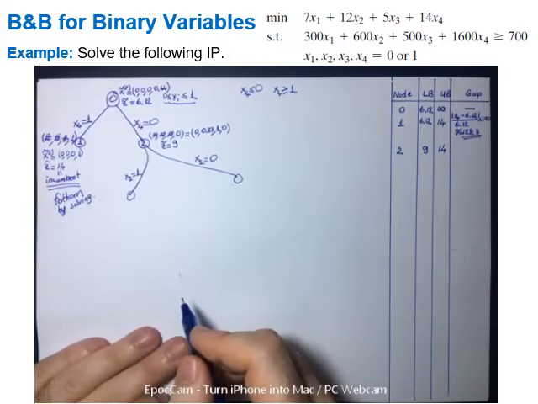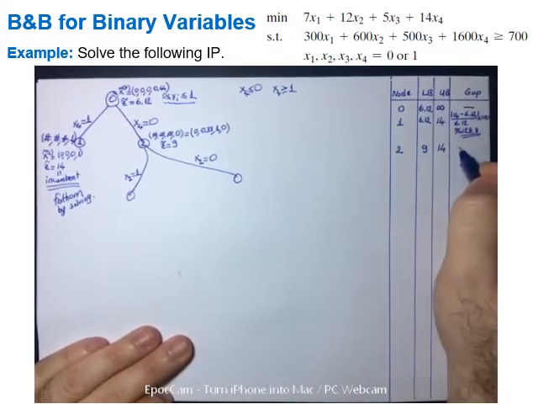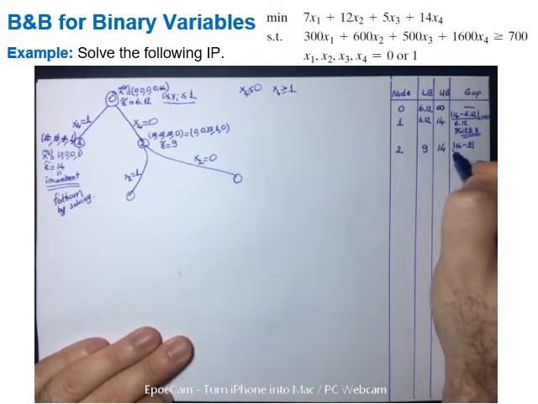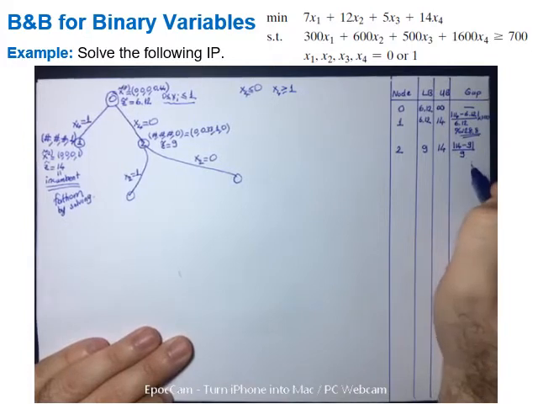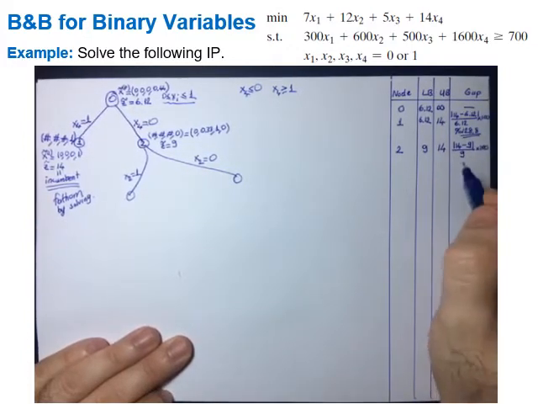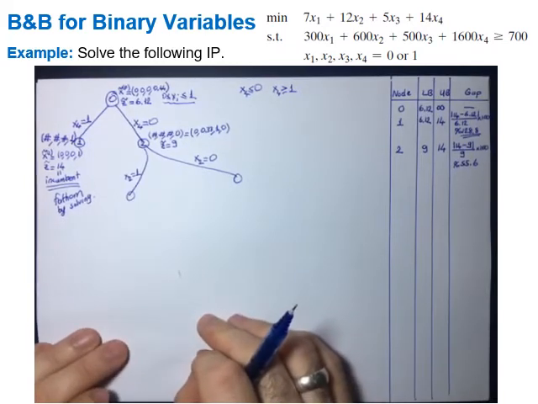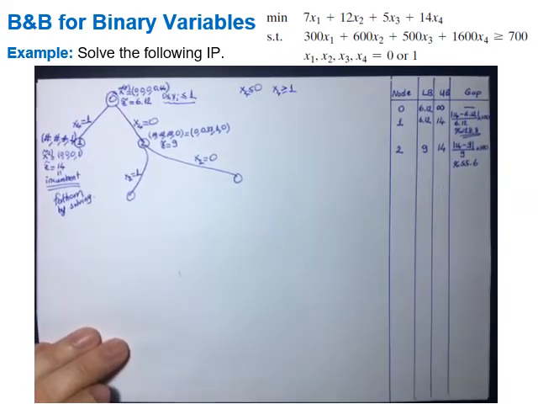And what about our gap value? Gap value is upper bound, which is 14, minus lower bound, which is 9, divided by your lower bound, which is 9. And multiply this by 100. And when you do this, your gap value reduces from 128 to 55.6. Okay, so this is your gap value after solving node 2.